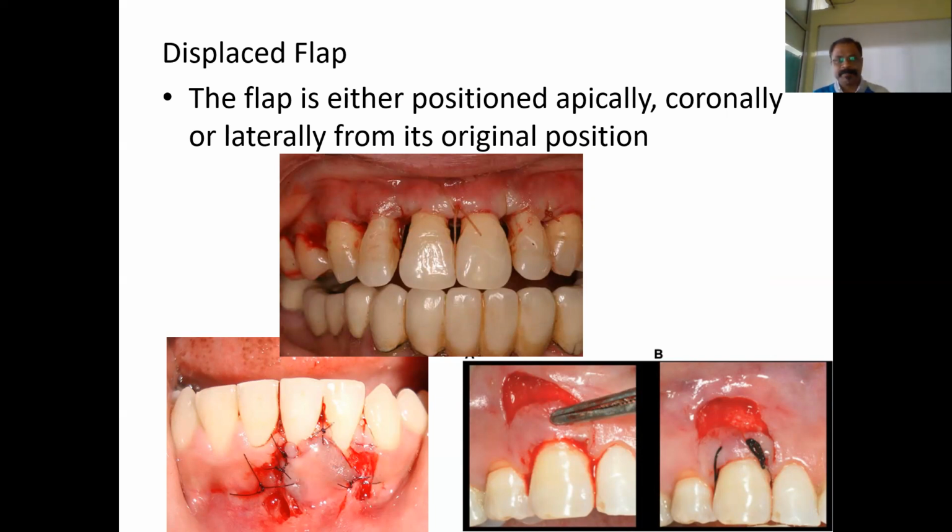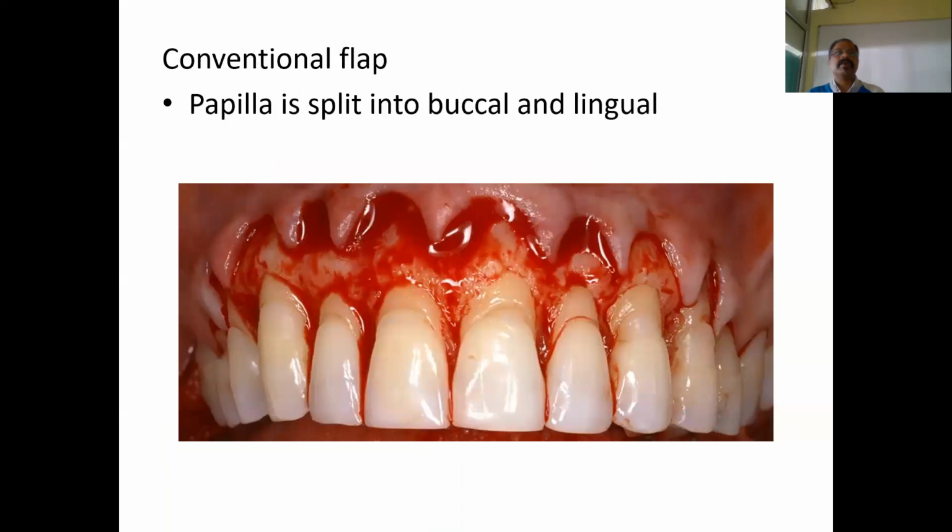Understand? Okay. So the next one is based on how you're going to manage the papilla. There are two types: one is a conventional method, and the other is a papilla preservation flap. In a conventional flap, you're going to give an incision such that it splits the papilla into a buccal papilla and a lingual papilla. Here, in this clinical picture, we have given a crevicular incision and then reflected a buccal flap, as well as a lingual flap on the palatal aspect. Now, this is called a conventional flap.